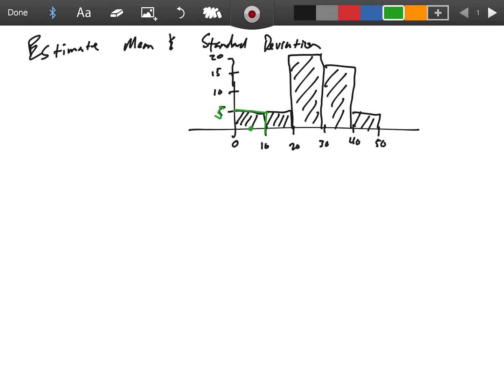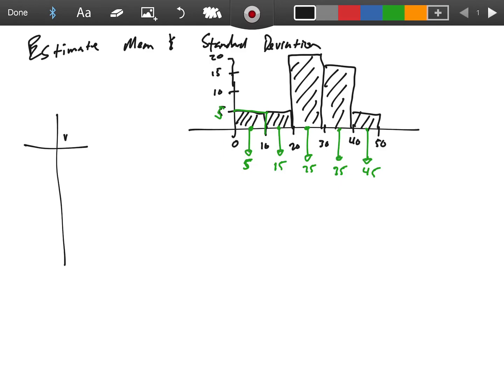Okay, so I'm going to pick the value here to be 5. I'm just going to grab the middle of each of the histogram bars. So this is 15, this is 25, this is 35, this is 45. Let me keep track of that in a table. I'll call these the midpoints: 5, 15, 25, 35, 45.